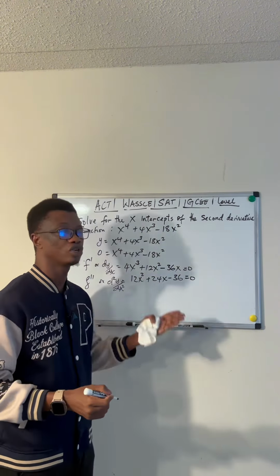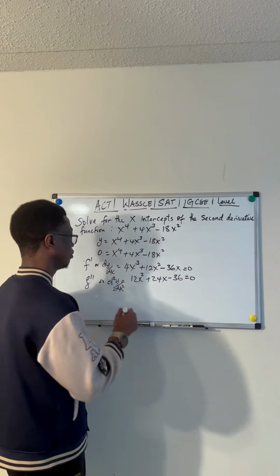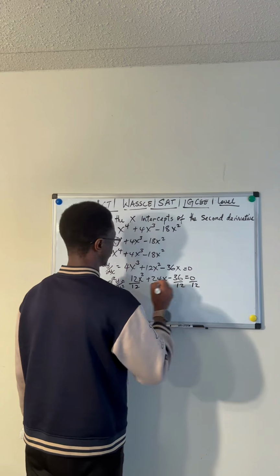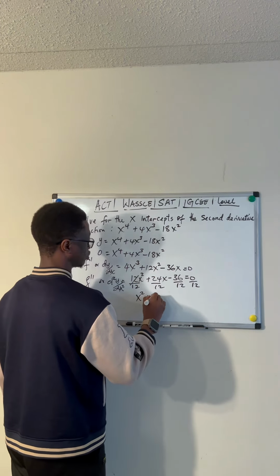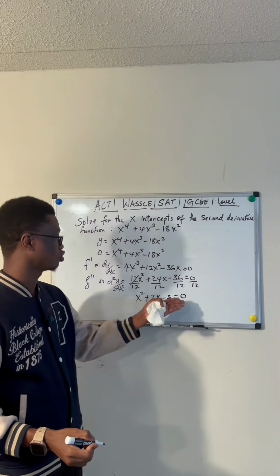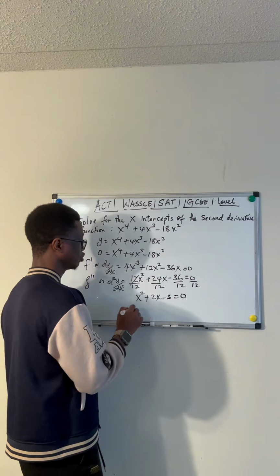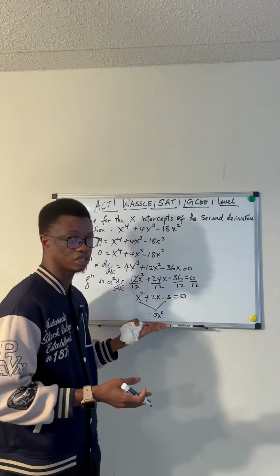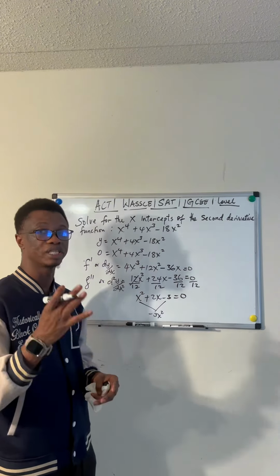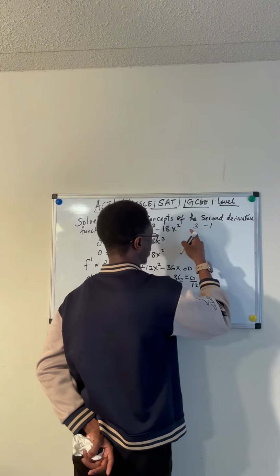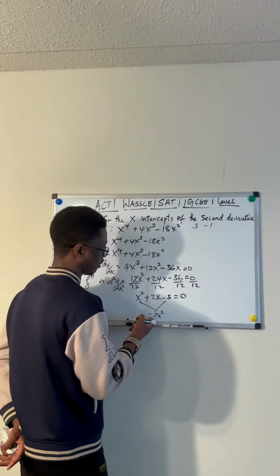Now all you have to do, this is just a quadratic equation. But first of all, let's reduce. Divide this by 12, this by 12, this by 12, this by 12. So we have x squared plus 2x minus 3 equals 0. Now we can easily solve this using the factorization method. The two numbers that multiply to give minus 3 and add to give 2 are 3 and 1, so that will be positive 3 and minus 1. If you add them, you have 2, and if you multiply them, you have minus 3.